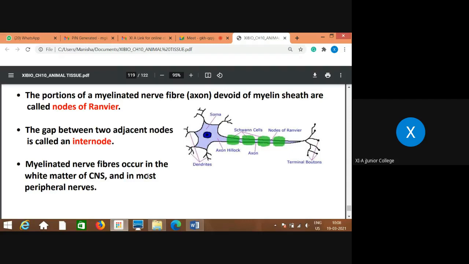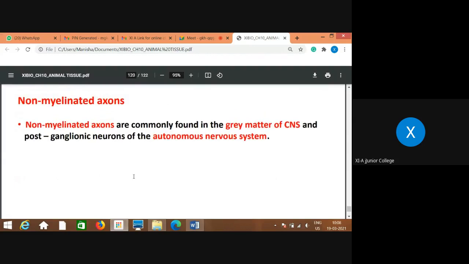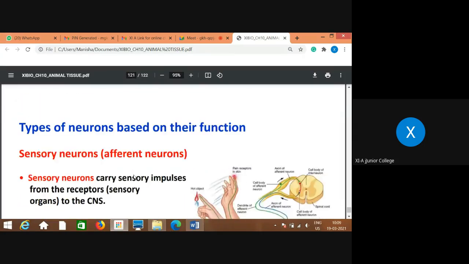Myelinated nerve fibers occur in the white matter of the CNS and in most peripheral nerves. CNS is the central nervous system. The second type is non-myelinated axons, which are commonly found in the gray matter of the CNS and in post-ganglionic neurons of the autonomic nervous system. Where they are located is mentioned here.